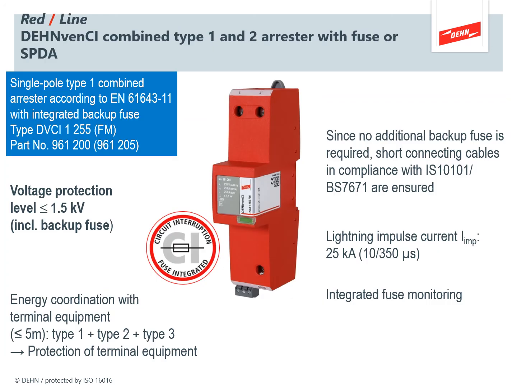So here's an example of a type 1-2 device with a built-in fuse. Now this is a single phase module. You just select 4 modules for 3 phase. The fuse is built into the device and the voltage protection level or UP level is still less than 1.5 kV. So that more than ticks the box in terms of the requirements of the standard. It'll take 25 kA of lightning current, so that means it's suitable for all lightning protection levels, and it meets the requirements of both the standards.